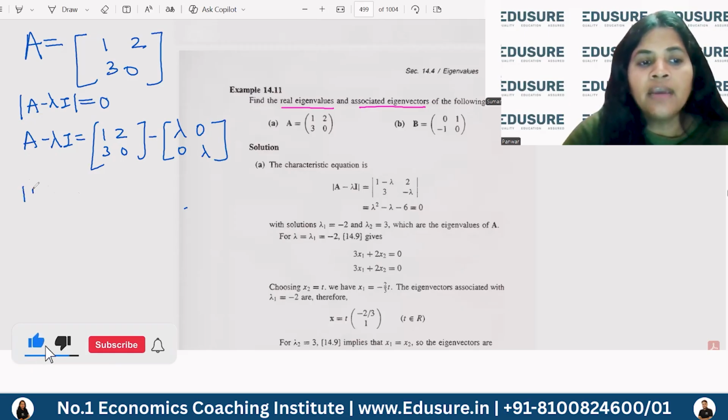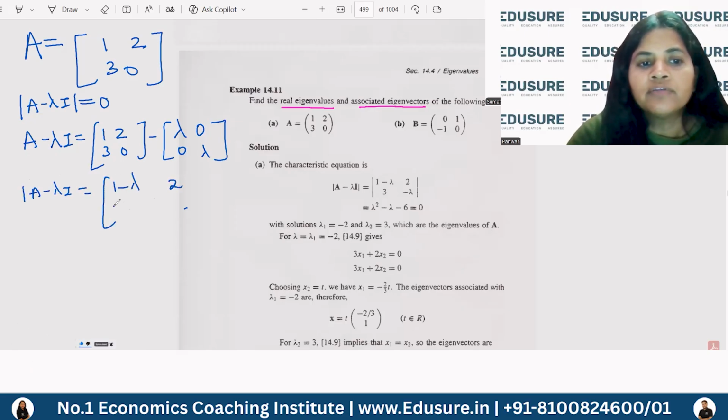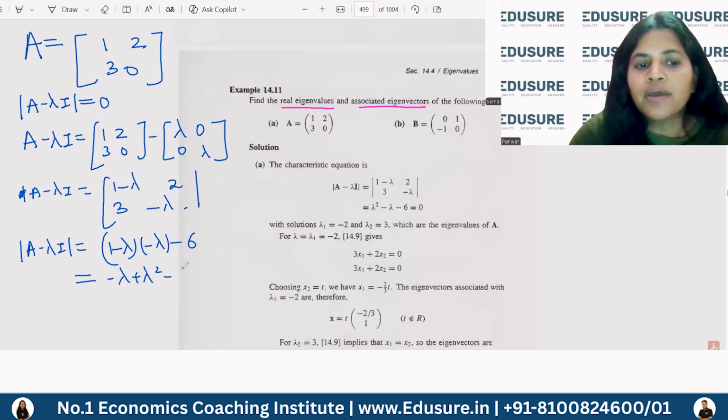So A minus lambda I will be 1 minus lambda, 2, 3, 0 minus lambda. So what is the determinant of A minus lambda I? The determinant of A minus lambda I is (1 minus lambda)(minus lambda) minus 6. So this is minus lambda plus lambda square minus 6, which is lambda square minus lambda minus 6.